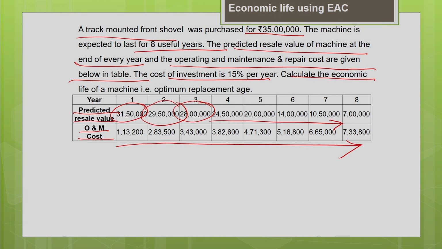Now we are supposed to find the economic life of this particular machine. So let us draw the cash flow diagram and understand this problem better. Say, the cash flow diagram for year 1. Your purchase price of the machine is 35 lakh.